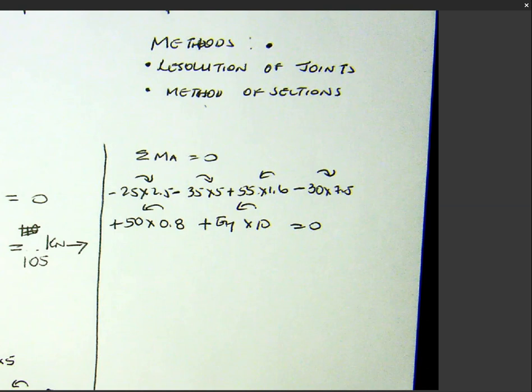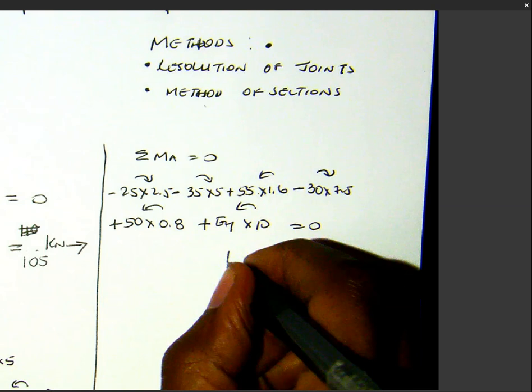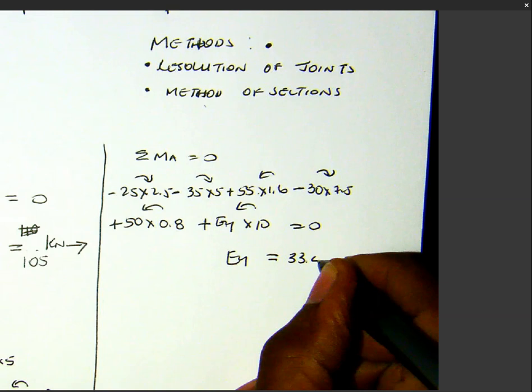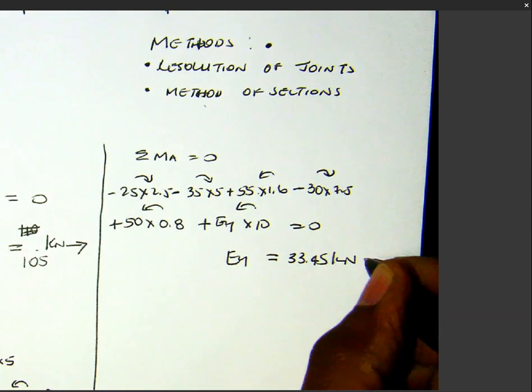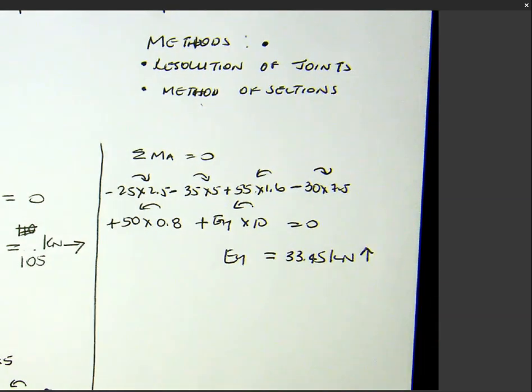Then you divide by 10, divide by 10. Then you get an answer of EY is equal to 33.45 kilonewton, and my answer is positive. That means my assumption that EY is going up is also correct.